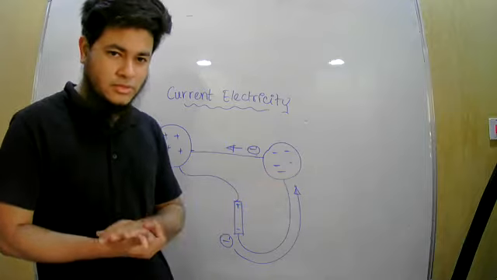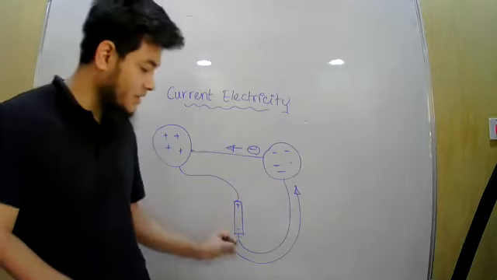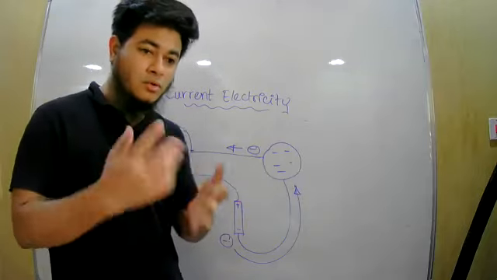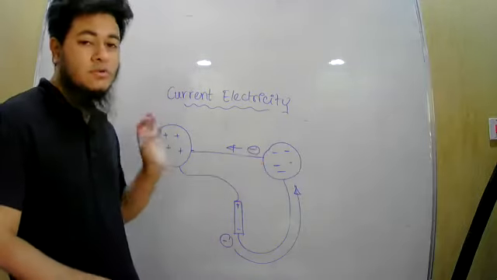Are you getting my point? Okay, continuously we will supply electrons from here so that it does not become neutral, no matter how many electrons are going out from here.